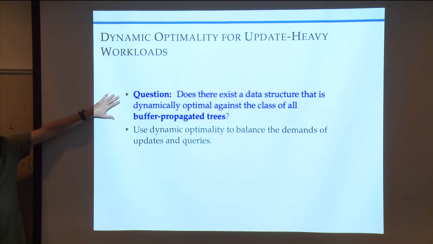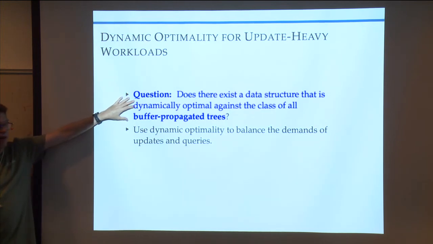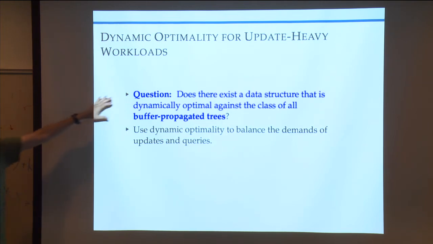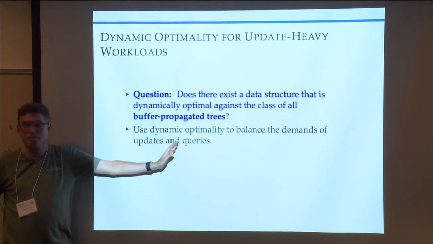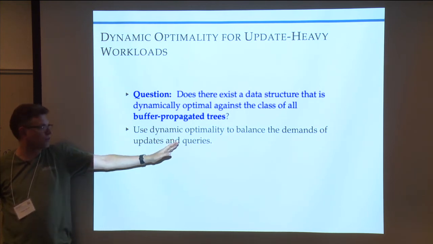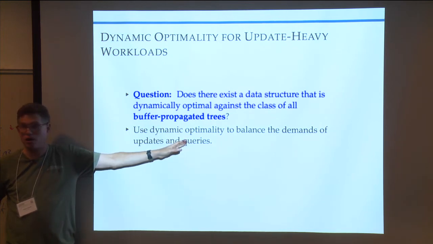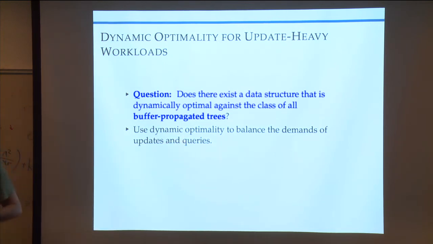And so now I can actually describe the question that we're interested in, which is, does there exist a data structure that's dynamically optimal against the class of all buffer propagated trees? And we don't know the answer to this. I have no idea, but I'm very excited by it. But I'll say what we do know. The point of dynamic optimality is to balance these competing demands of updates, which require small fan out to be fastest, and queries, which require large fan out to be fastest.